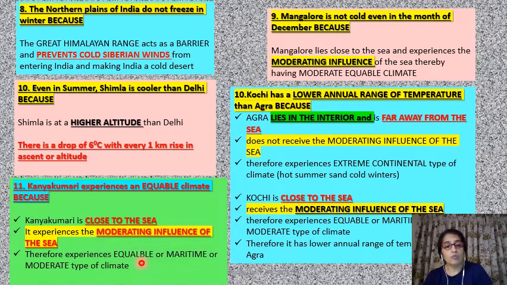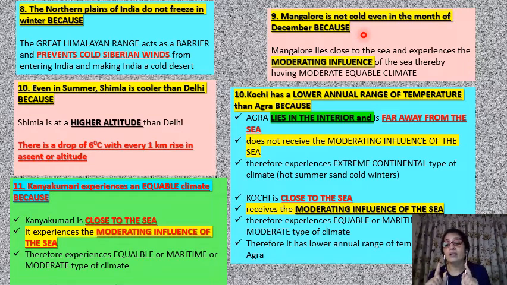Therefore, it experiences equable or maritime or moderate climate. Mangalore is not cold even in the month of December. Why? If in December you are not very cold and in April you are not very warm, it means you have equable climate. Not too warm, not too cold.